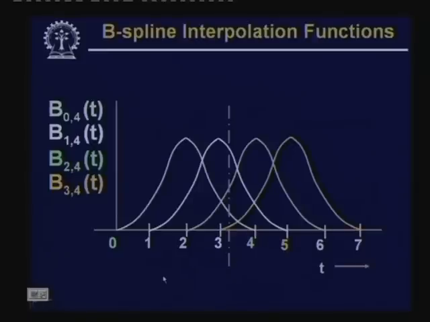Here again, to find out the contribution of say p 0, I have to consider the B-spline function b minus 2 4 t. To find out the contribution of p 1, I have to consider the B-spline function b minus 1 4 t. To find out the contribution of p 2, I have to consider the B-spline function b 0 4 t, and so on. Now, let us see whether using this modified formulation our interpolation is going to improve or not.